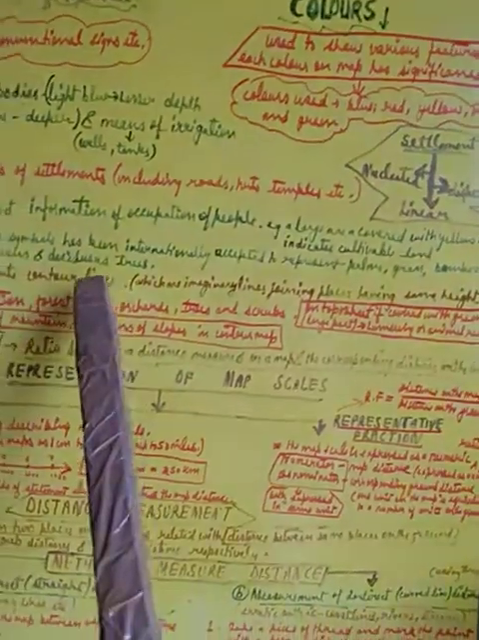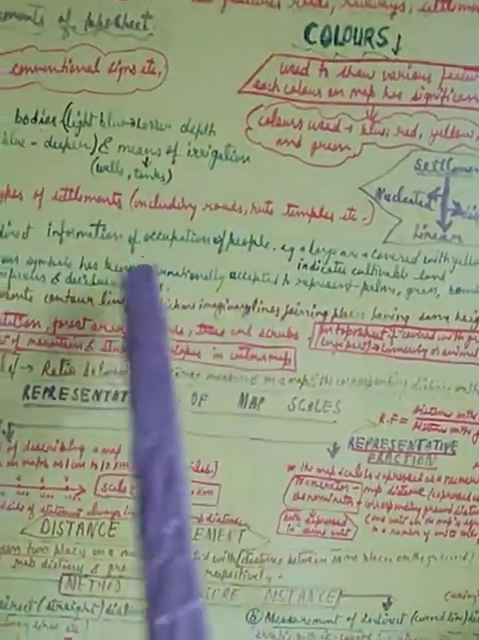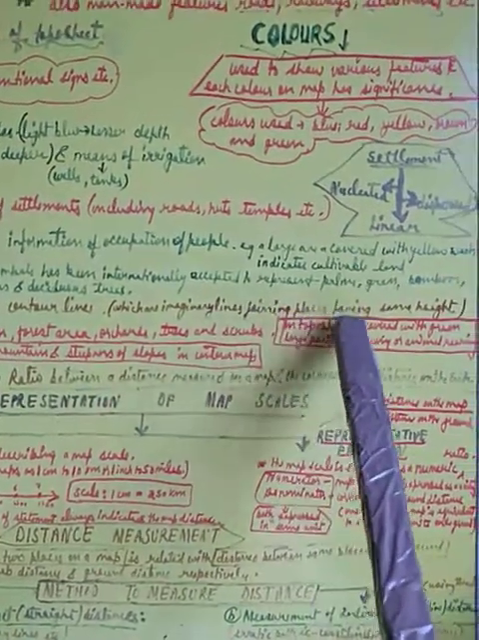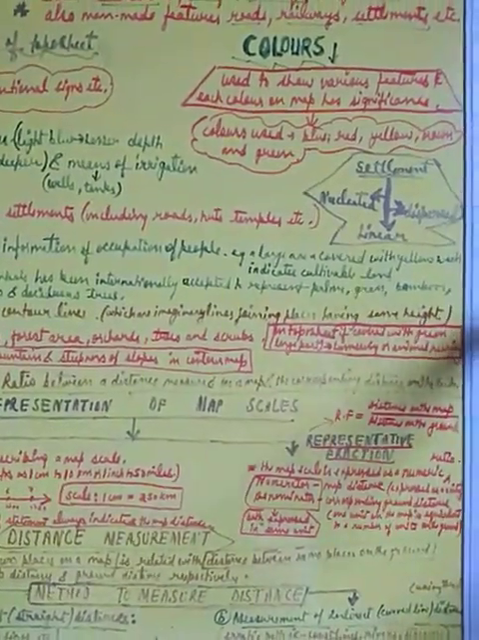Contour lines are very important on a topo sheet. Contour lines are imaginary lines which are joining places which have the same height.